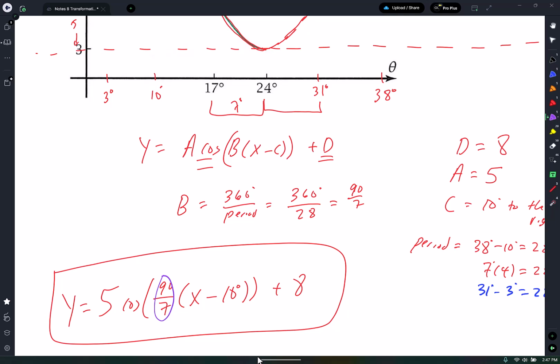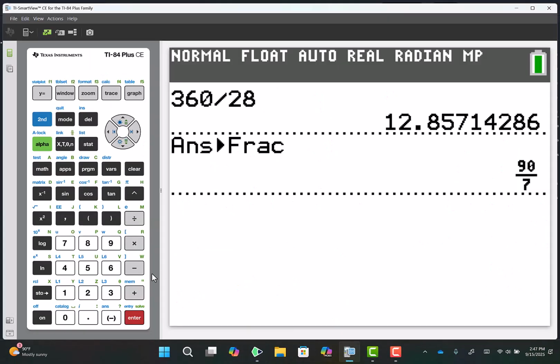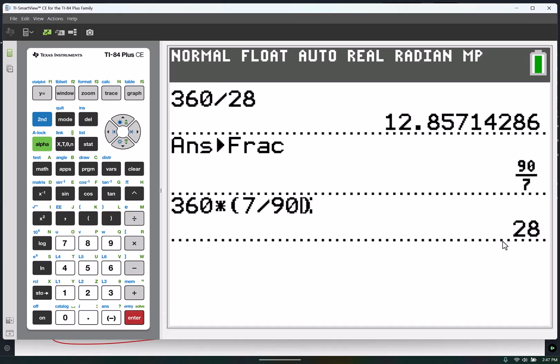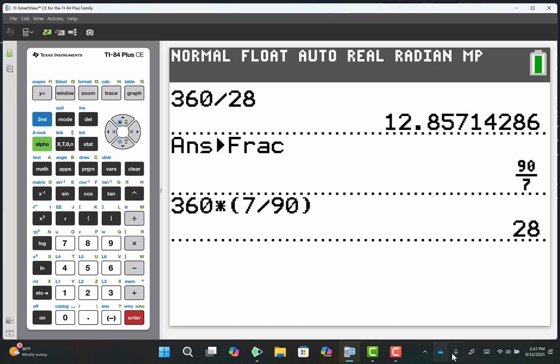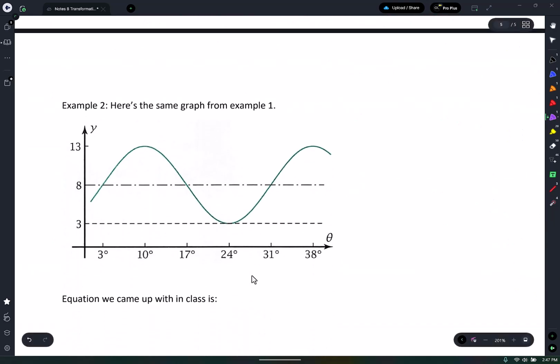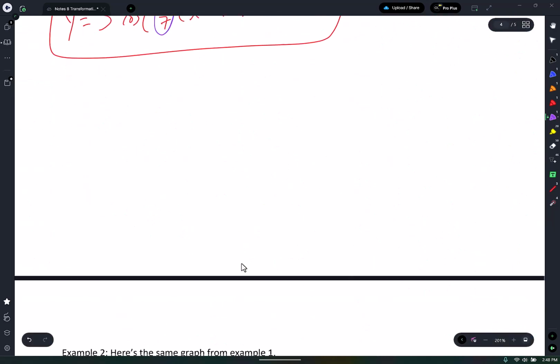Why 360? Because 360 is the period of my parent function. So if I multiply by 7 over 90, that's a dilation. If I go 360 times the reciprocal, 7 over 90, that's going to give me 28. Well, it has to, right? Because look at that, 28. So guys, don't be a robot. Make sure you understand. It's the same thing as when you were in algebra. Are we okay, guys? I think we're good. Go to the next page.